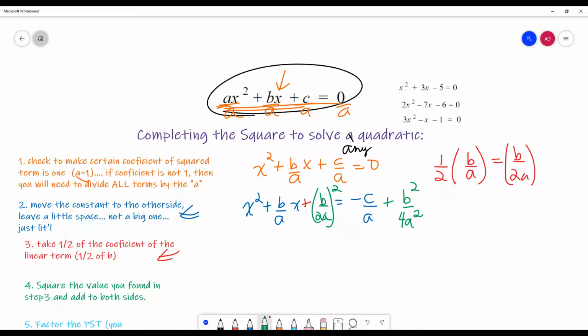If that's confusing, just pause the video. Basically, I took this value, b over 2a, and squared it. So I squared the numerator, and then I squared the denominator. I squared the 2, and I squared the a. Like I said, if you had to, pause the video, rewind it, do what you have to do. Okay, moving right along.